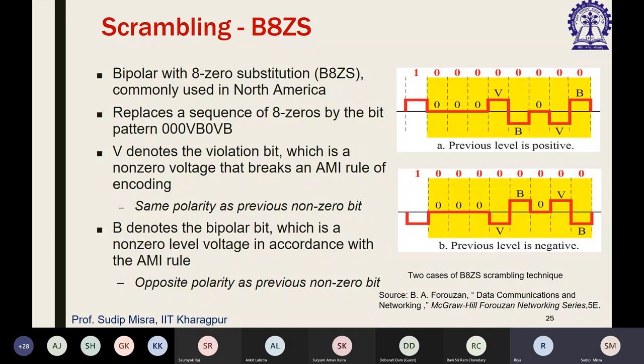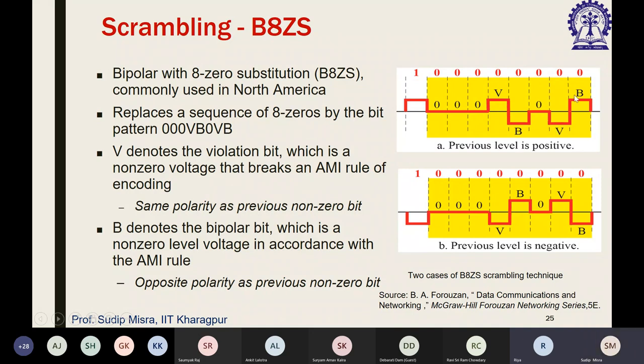So if you encounter 8 zeros, you replace that sequence with this pattern 000VB0VB. This is the pattern. Now let us have a look at this sequence. Okay, so let us say that we have 8 zeros like this. After 1, there are 8 zeros. So these 8 zeros are going to be replaced with 000VB0VB.